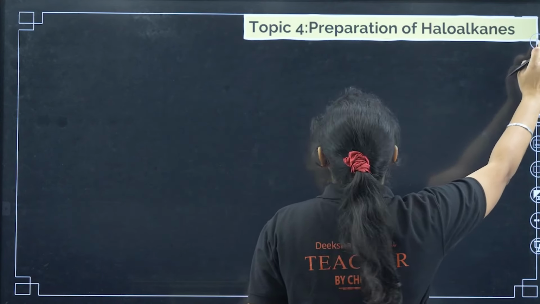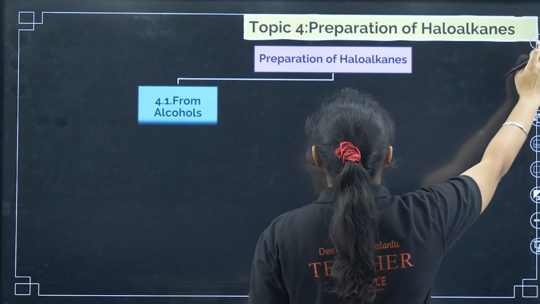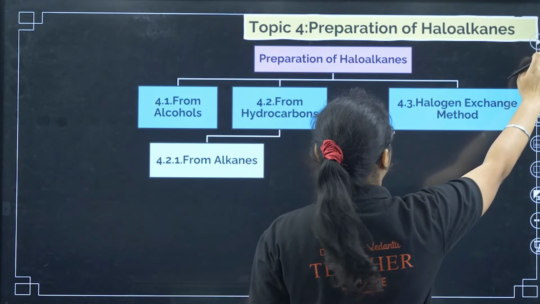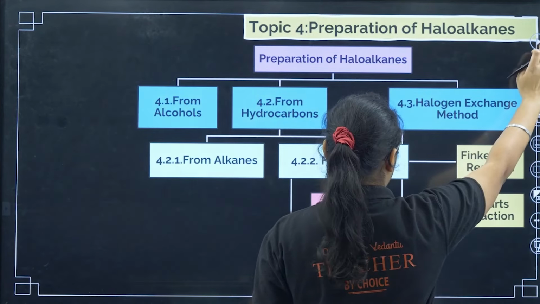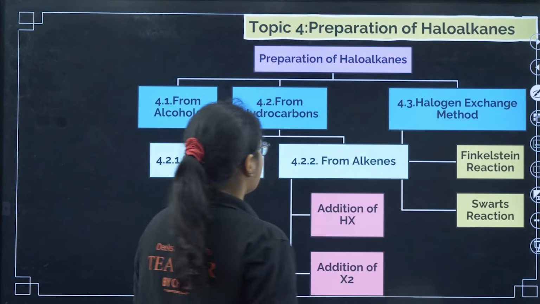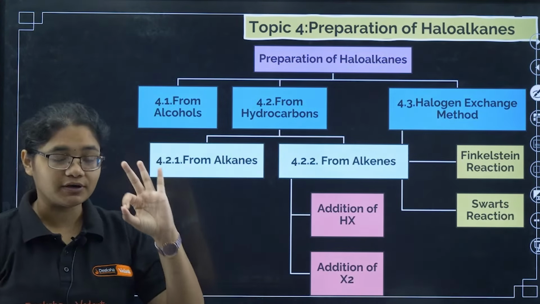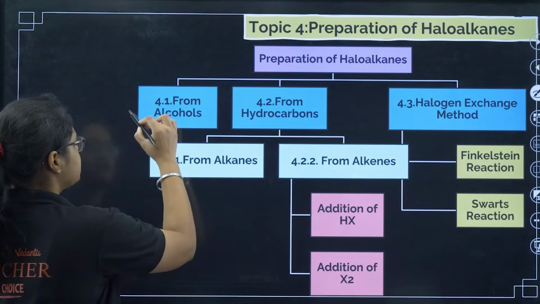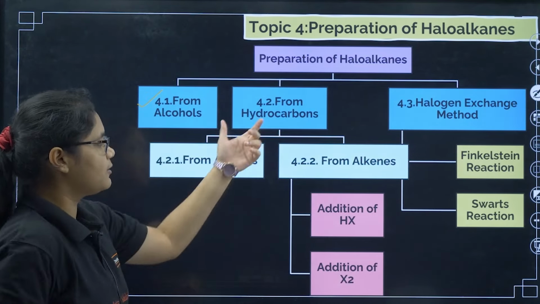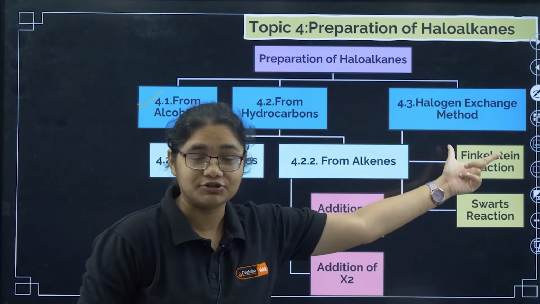Next, we will talk about the preparation of haloalkanes, okay? So there are different methods of preparation of haloalkanes, and we'll discuss all of them. We can prepare haloalkanes from three main sources. The first one is using an alcohol, then from hydrocarbon, and then the halogen exchange method.